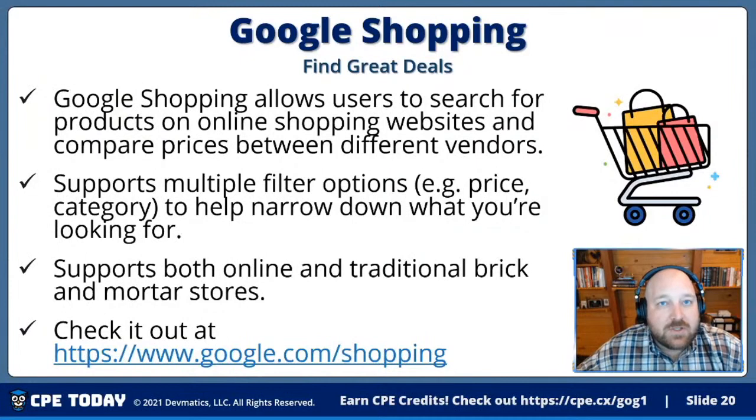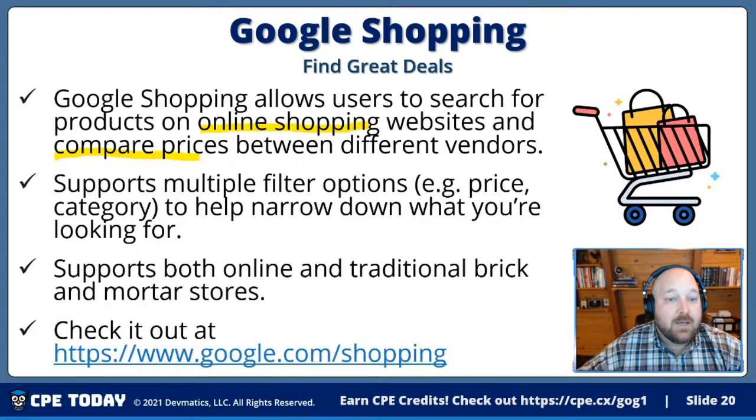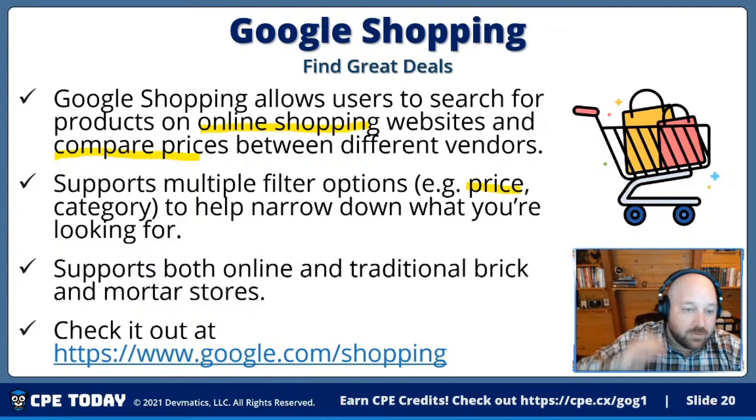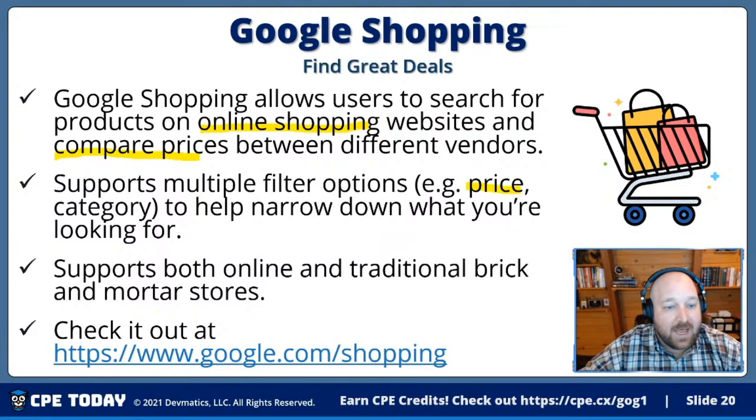Now, another specialty search within Google is Google Shopping. Okay, Google Shopping allows users to find specific products. They can shop websites specifically. They can compare product prices between different vendors. And they've also got a number of filters that are really useful. So we can filter based off of price, only above a certain threshold or below a certain threshold, or in specific categories.